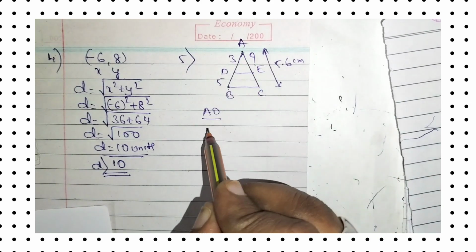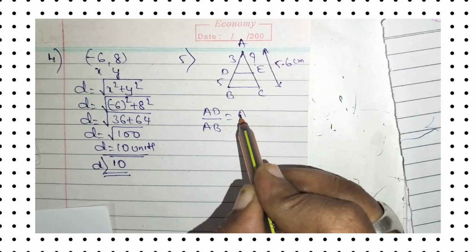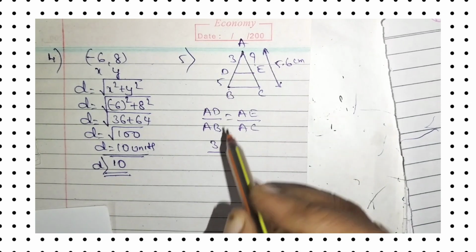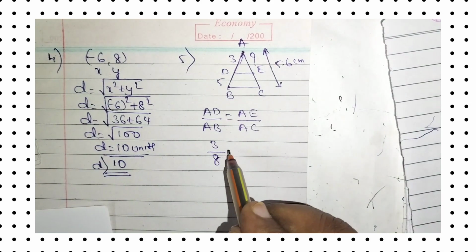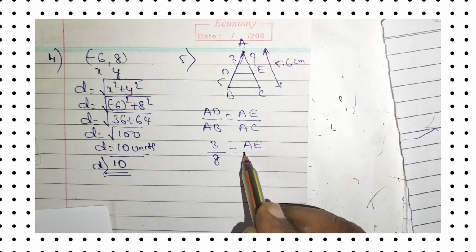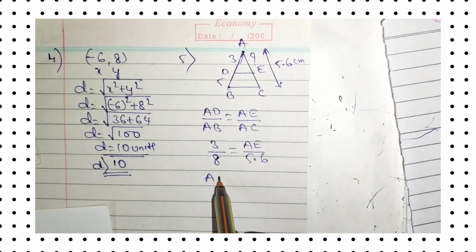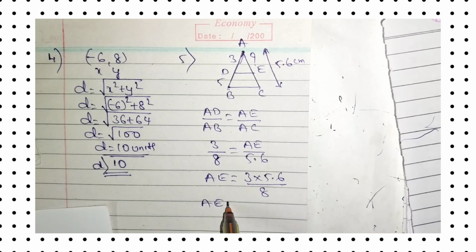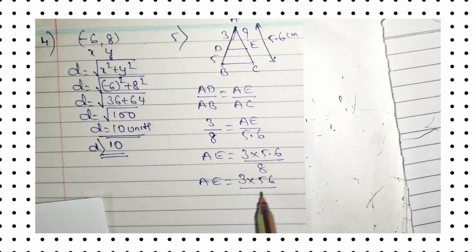AD by AB is equal to AE by AC. So AD is 3, divided by AB, which is 3 plus 5, 8. AE we don't know, divided by AC. AC is 5.6. So AE is equal to 3 into 5.6 divided by 8. So AE is equal to 3 into 56 by 80.